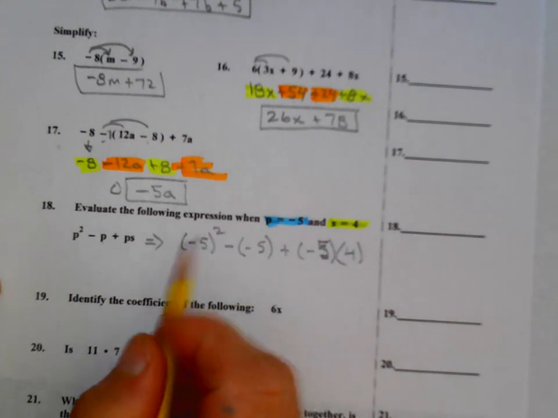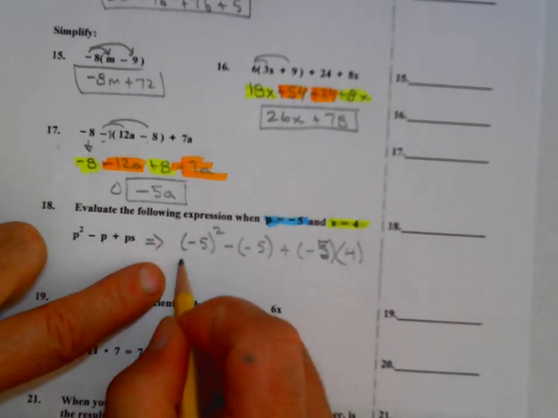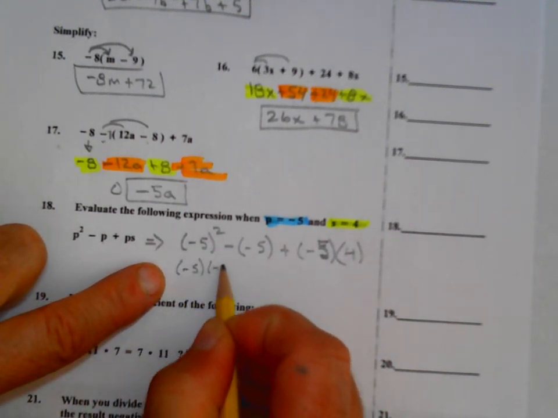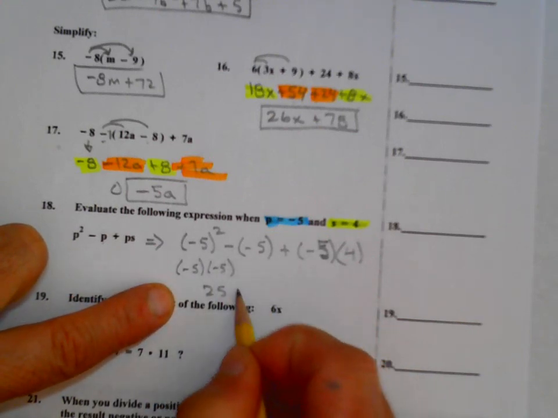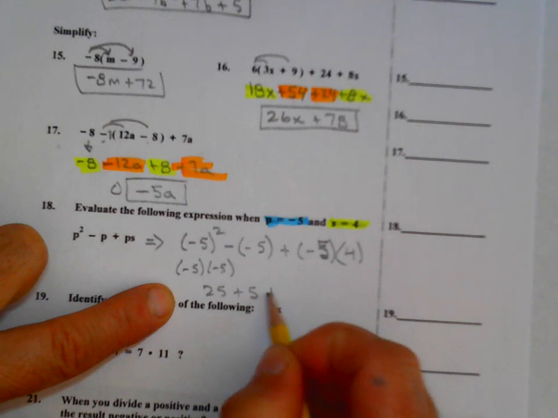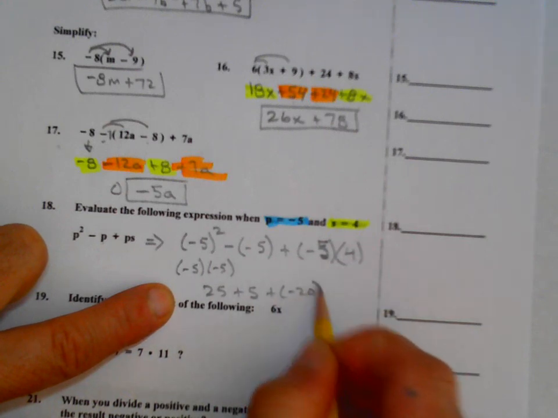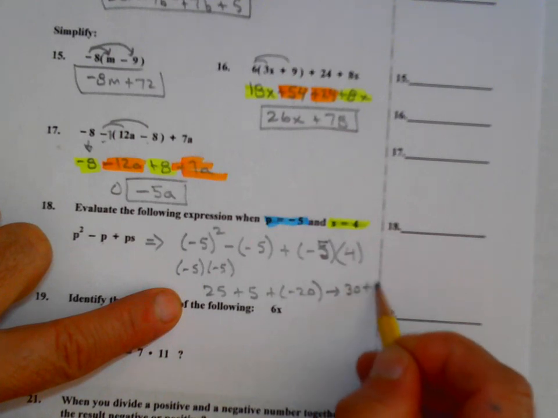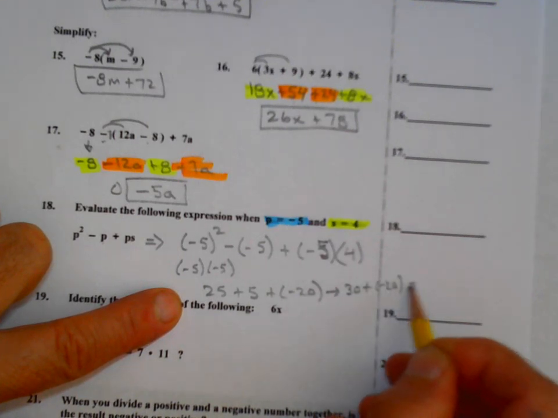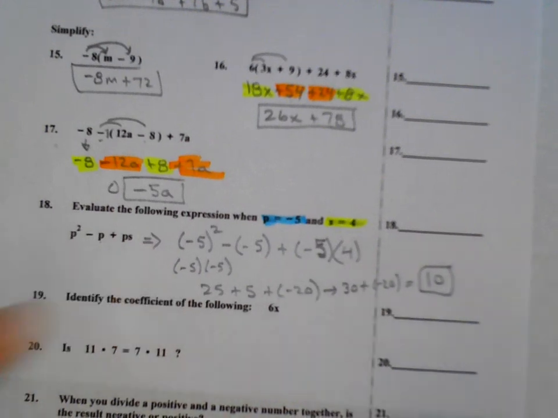Order of operations. Notice that negative 5 is in parentheses. So when I do that, I get 25. Negative negative is a positive, plus negative times a positive is a negative. 25 plus 5 is 30, plus negative 20 is a grand total of 10.